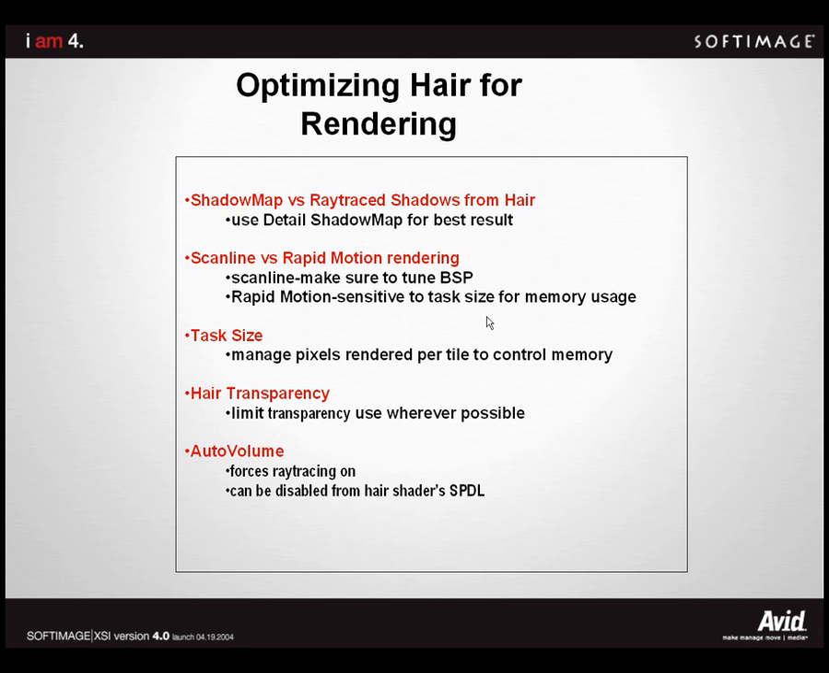Auto volume. The current hair shader supports both a volume and geometry mode, and it has the auto volume flag always enabled. With auto volume on, this forces ray tracing to be on internally in mental ray, which can lead to performance degradation if you're using something like Scanline rendering. There are a few things to suggest there. You could use the hair geo shader, the separate shader, which doesn't have the auto volume flag on. Or you can go into the shader spdl file and disable the auto volume option. If you look in the PDF file, you'll find more information on that.